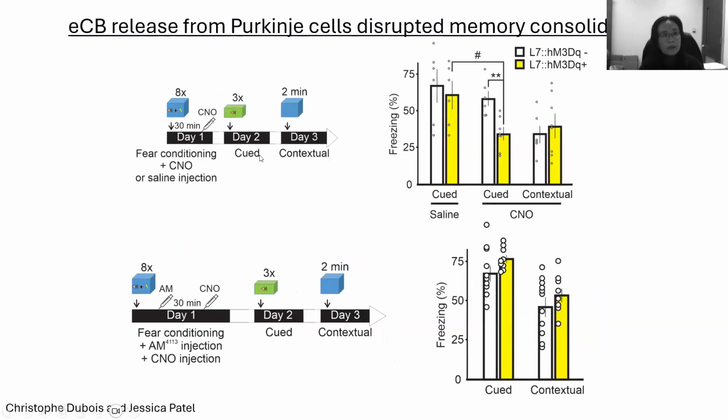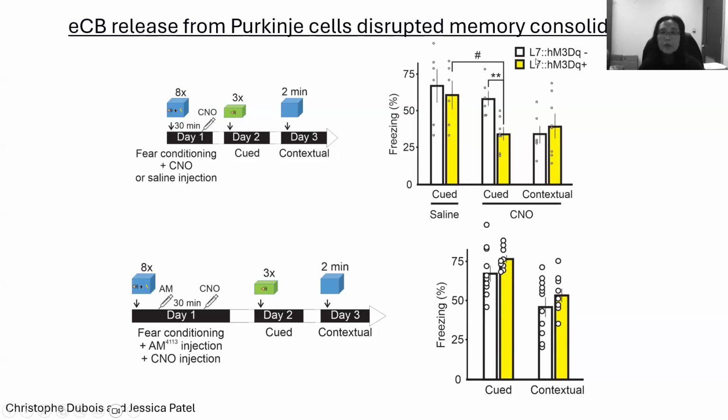So in the behavior experiment, what he did was subject the animal to fear conditioning. 30 minutes later, inject CNO. We do this because we want CNO to have an effect only during the consolidation period, not during the learning phase. And then the next day, the animal will be put in a different environment, a new context, and then play the tone. And this is the freezing response we observed.